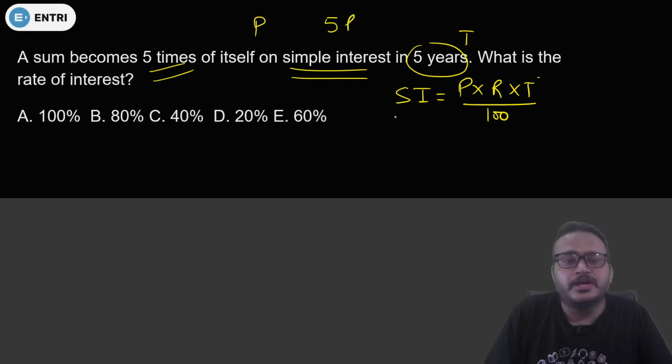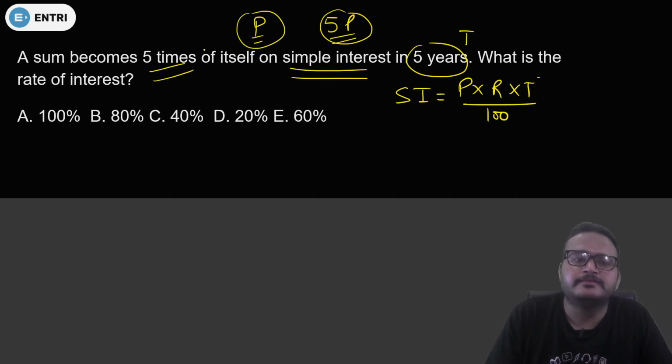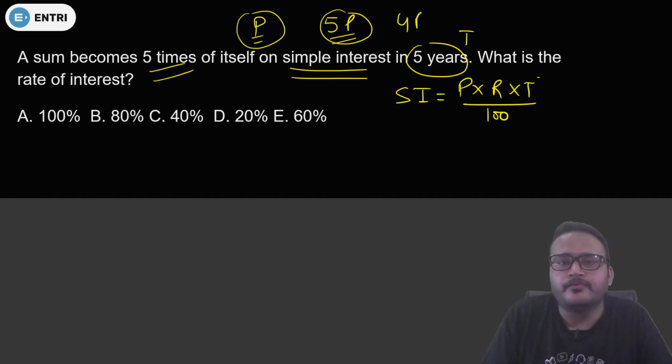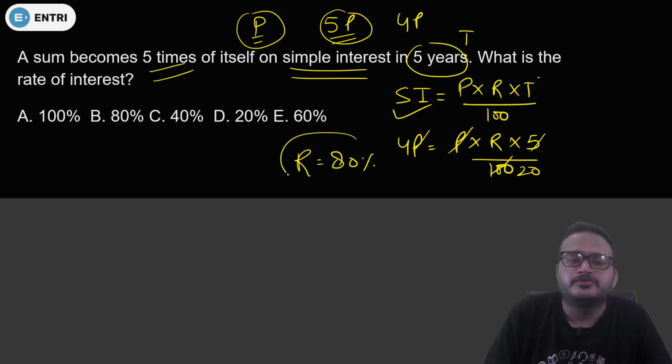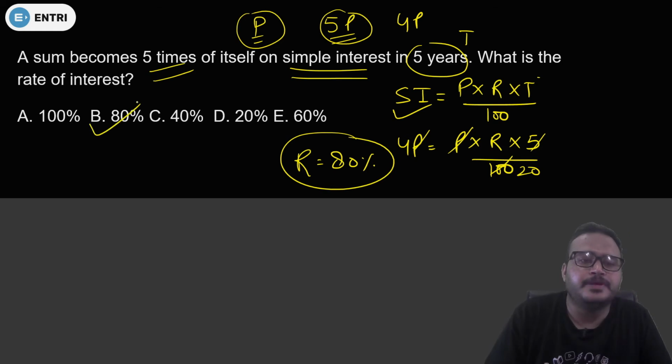Okay, so if it will become 5P, guys, what will be the interest, guys? Obviously interest is nothing but this amount minus this amount. Okay, so this will be 4P. So guys, you can put here 4P equals P multiplied by R, which we need to find, multiplied by 5 divided by 100. So P will cancel out, and guys 5 into 20 and 20 multiplied by 4 is what? 80. So guys, R will be 80%. Okay, so your R will be 80%. B will be your right answer.